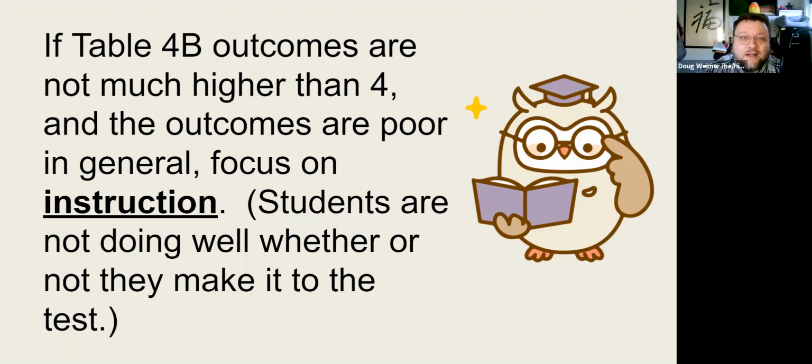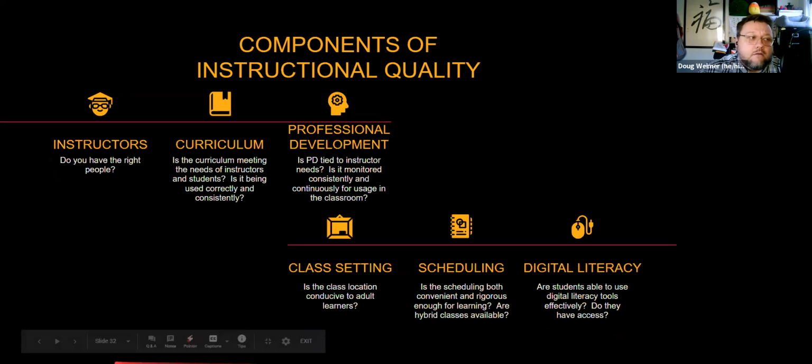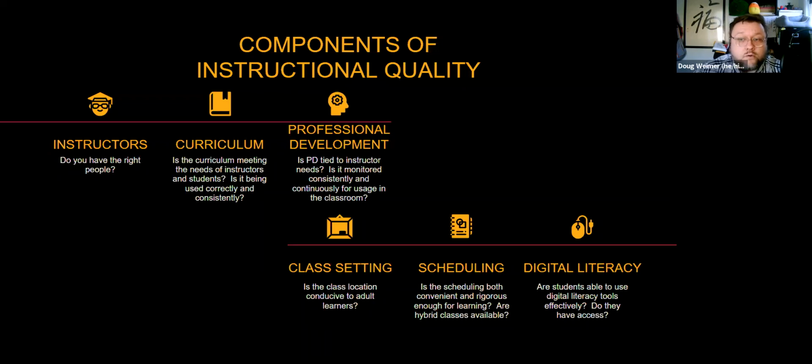Now, I use the word instruction in a very, very loose sense because there's a lot that goes into instruction, right? When I say instruction, I don't just mean instructor, I mean instruction. So I just want to give you a little bit about what are these components of instructional quality? Now, of course, these are many, many presentations in addition to what we're talking about today. But keep in mind, if you're thinking about instructional quality, we're talking about the instructors themselves. Do we have the right people? Sometimes we don't, or sometimes our instructors are poorly placed. Sometimes it's a curriculum issue. Maybe we don't have the right curriculum in place. That could be the textbook. That could be an online source.